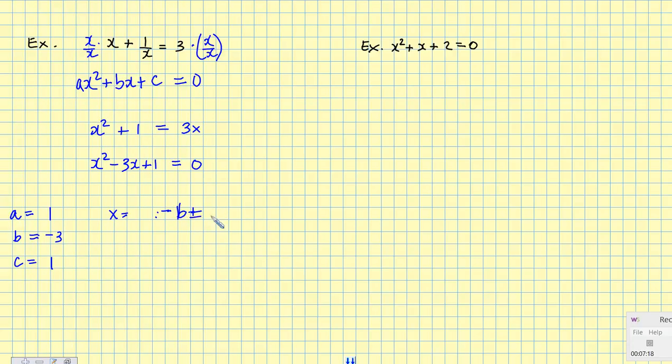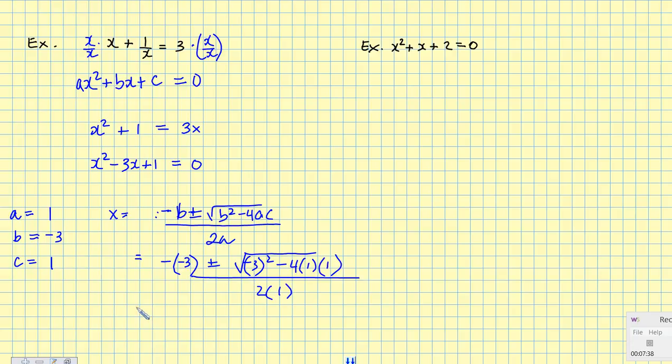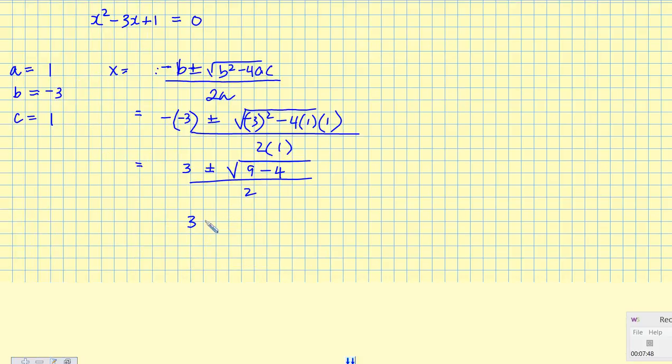It's negative b plus or minus the square root of b squared minus 4ac all divided by 2a, and that gives us negative negative 3 plus or minus the square root of negative 3 all squared minus 4 times 1 all divided by 2 times 1. And now it's just solving. So we do 3 plus or minus the square root of 9 minus 4 divided by 2, and our final answer becomes 3 plus or minus the root of 5 divided by 2. And that can't be simplified any further.